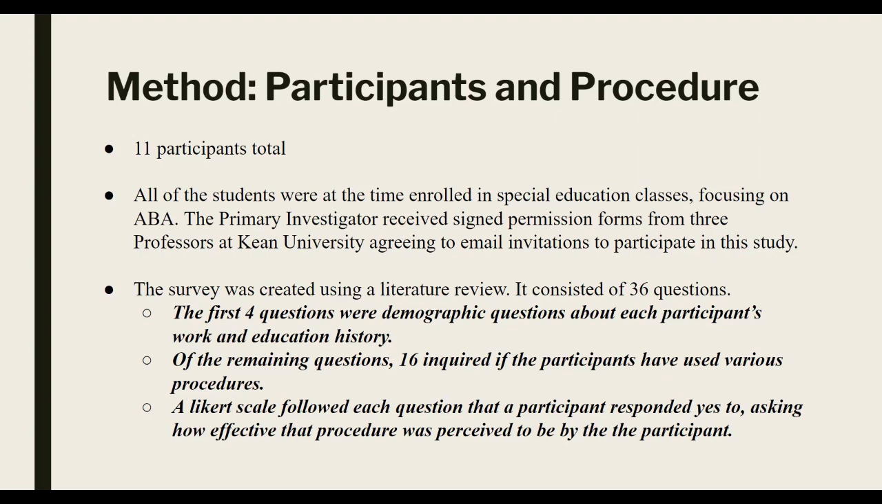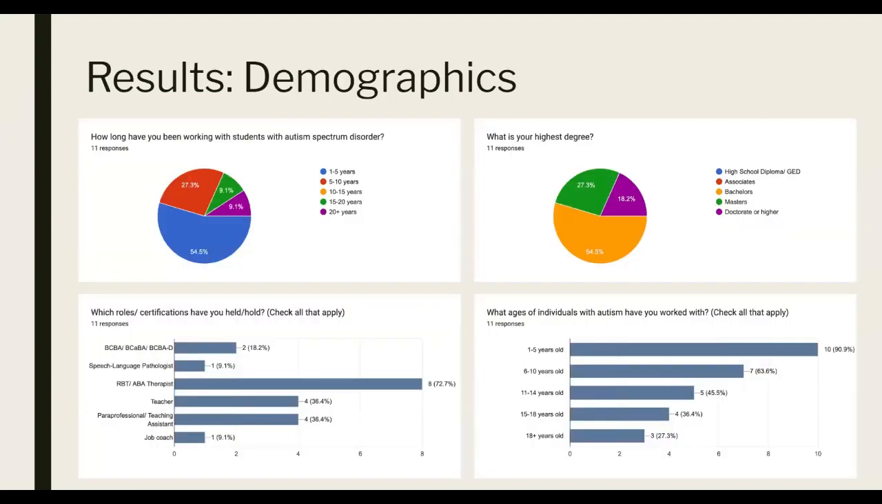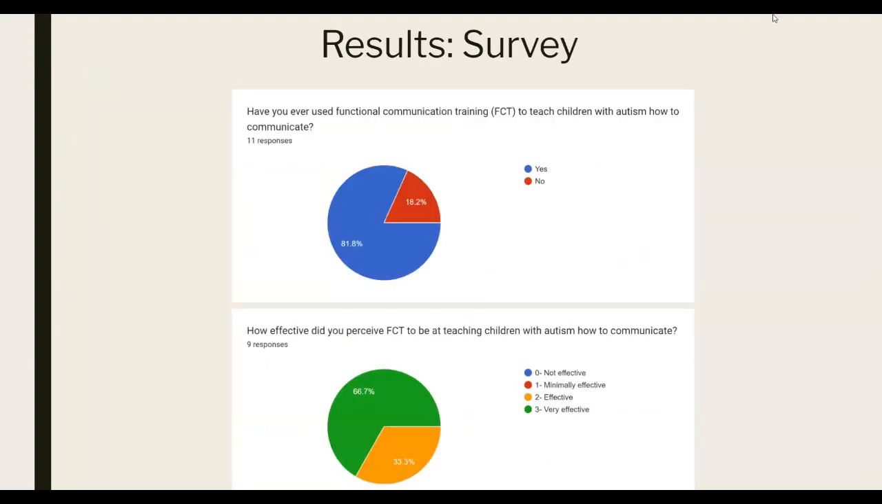The remaining questions inquired if the participants have used various procedures and how effective the procedures were perceived to be using a Likert scale. Most of the participants have been working with students with ASD for 1 to 5 years. The highest degree held by participants was a doctorate or higher, followed by a master's and then a bachelor's. Participants held various roles and worked with students ranging in age from 1-year-old to 18 and older.